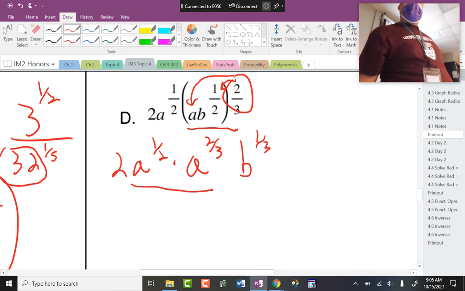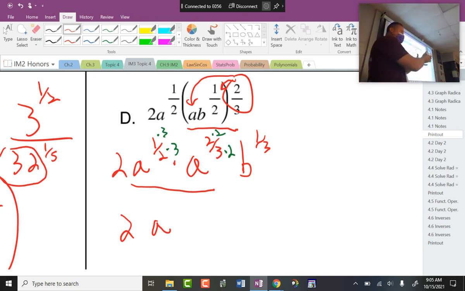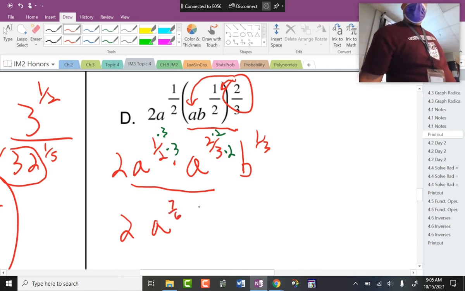And then knowing that the rule is for this, adding the exponents, 2 times a to the, I'm going to actually go back up to this question. Since I have to add these exponents, I got to get a common denominator. And that's what I'm going to accomplish by doing that. So rule, a times a, add the exponents, go to grade school. Add those by getting a common denominator. 3 plus 4 is 7/6.